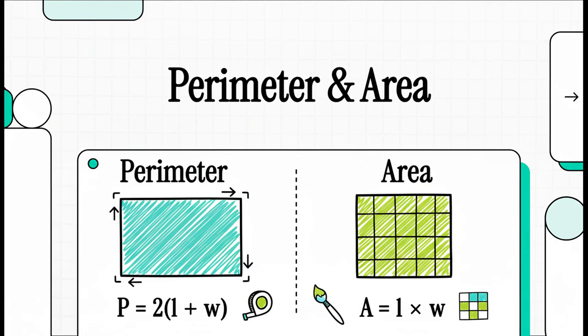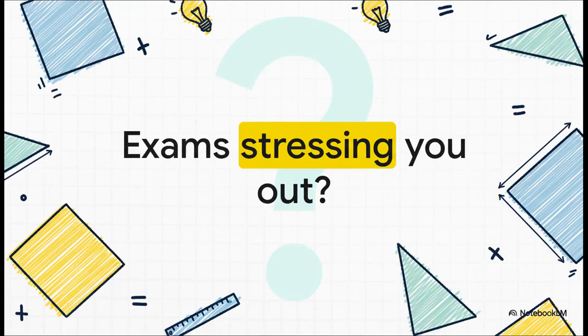Your exams are just around the corner. I know. So today we're going to do a super quick revision of a very important chapter, perimeter and area. Let's get right into it. I know. I can feel the exam pressure building up. And this chapter, with all its formulas and those tricky word problems, can sometimes feel a bit much, right?